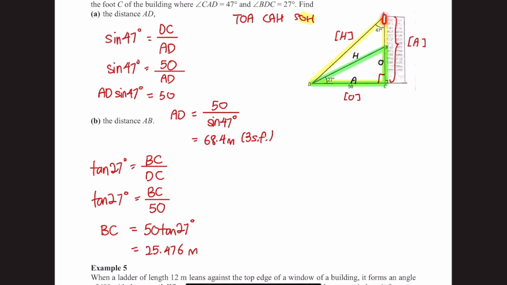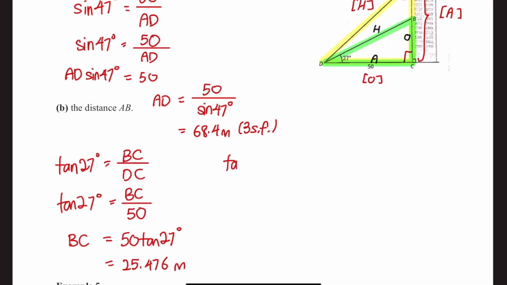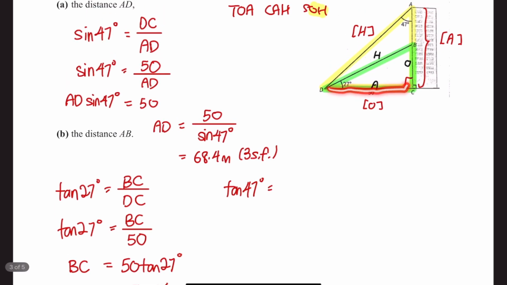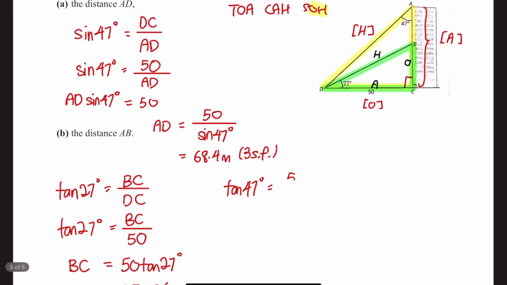Now I want to find the length of AC. Okay, so over here AC lies in this right angle triangle here. Okay, I know that from this right angle triangle, I know the opposite length. I want to find now the adjacent length. O and A, I should use tangent as well. So this means that based on this angle 47 degrees, okay, tangent 47 degrees is equal to the opposite length DC, which is 50, over the adjacent length, which is AC. Adjacent length over here is AC.